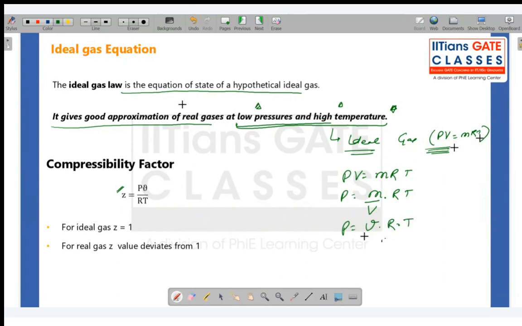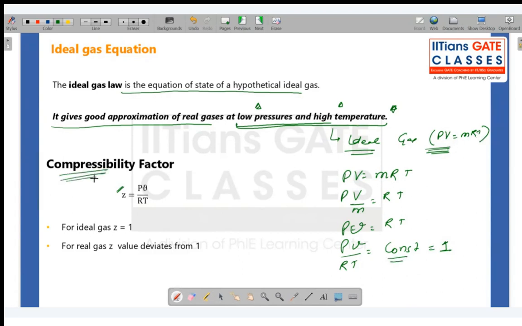Sorry, it is density. Let me not write it like this. Let me write volume per unit mass, specific volume, Pv upon RT, is constant. Now, for an ideal gas to satisfy this, the constant must be one. But for real gases, it is not equal to one. This constant is called the compressibility factor Z.